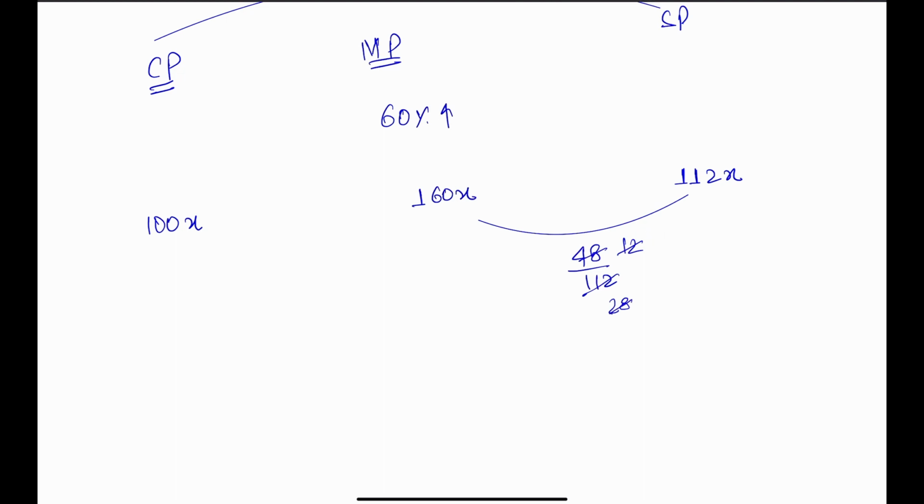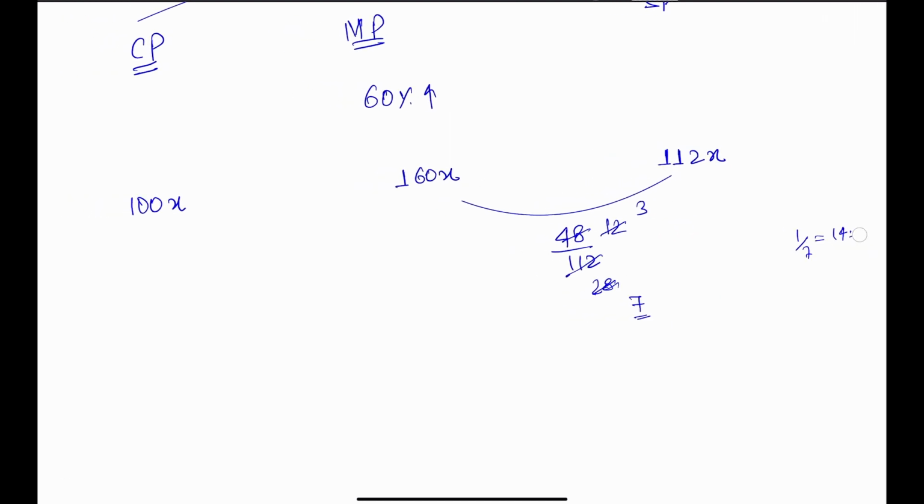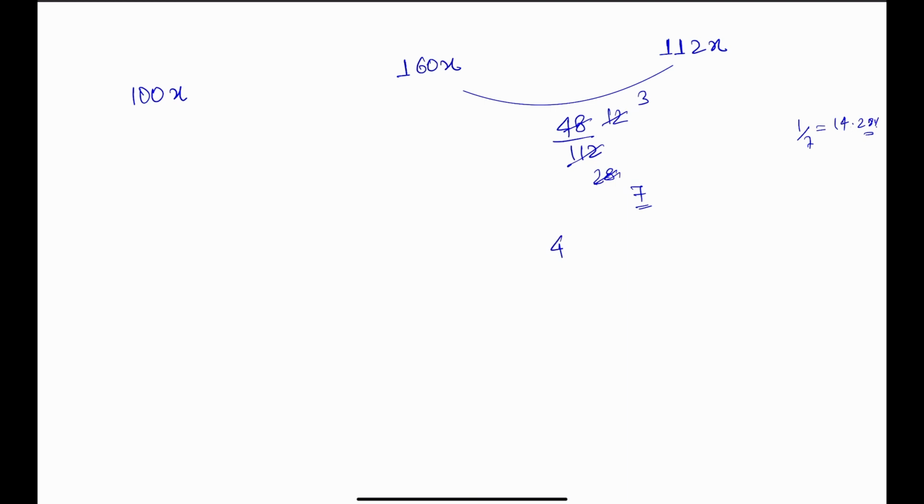So 4 is again, or 16 also, no? 16, no, not 16. Yes, 16. Yes, 16. It will be 3 and it will be 7. So 3 by 7. 1 by 7 is 14.28%. So 3 by 7 is how much? It will be 42 point how much? 28 into 3 is 75, and 3 into 4 is 12. So 87. Right, not wrong.